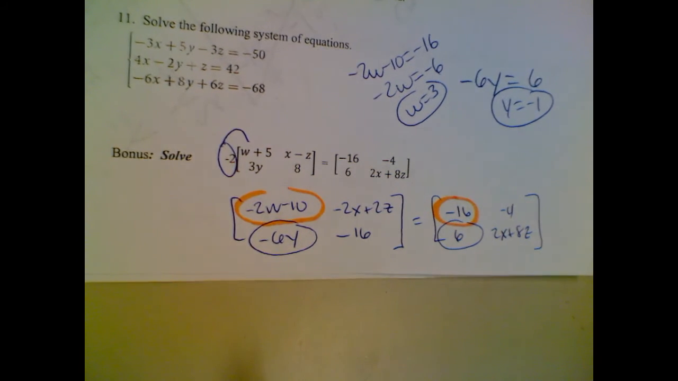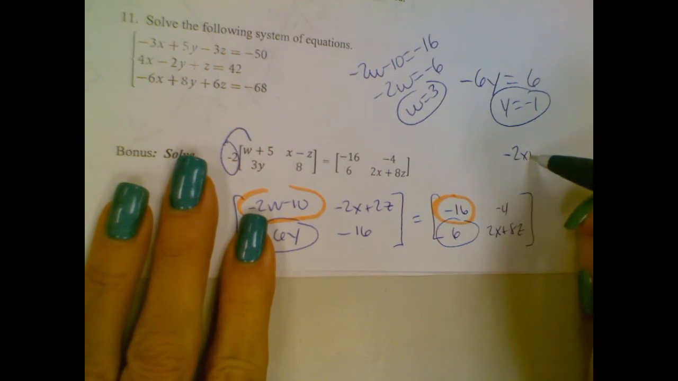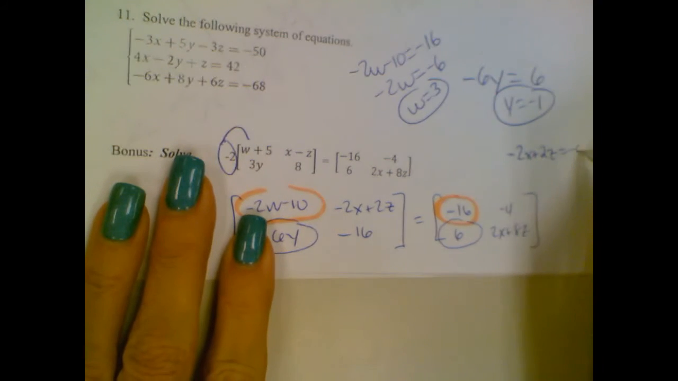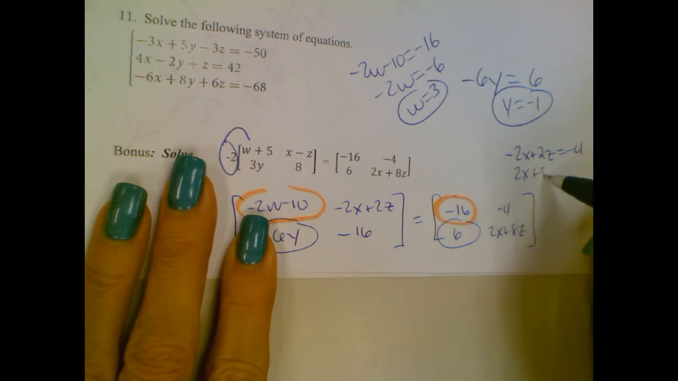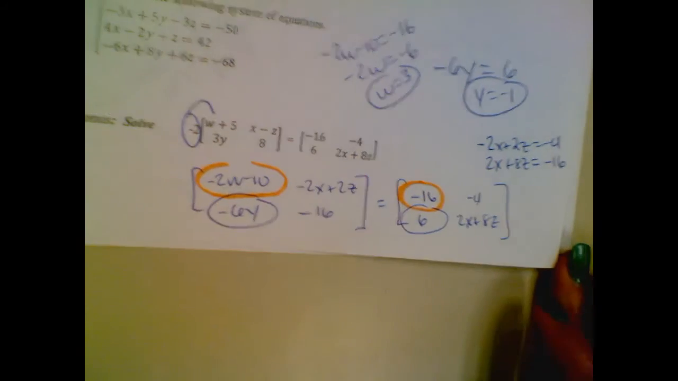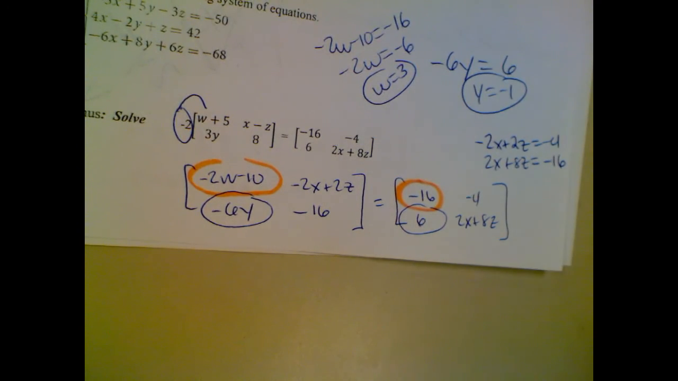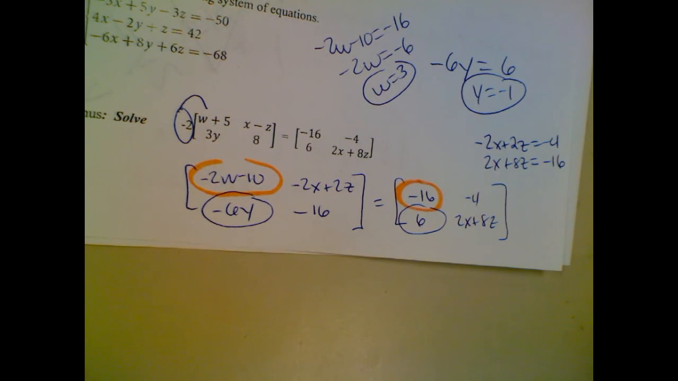Now, the other ones are X and Z. So what we're going to do is we're going to set this up. -2x plus 2z equals -4. And we're going to line up the second one. 2x plus 8z equals -16. We're going to line it up. X's under X's, Z's under Z's, and numbers under numbers. Now, you can either solve this yourself, or at this point, you can plug this part into the matrix calculator. But I think this one's easier to solve by hand. Someone tell me why this one's easier to solve by hand.